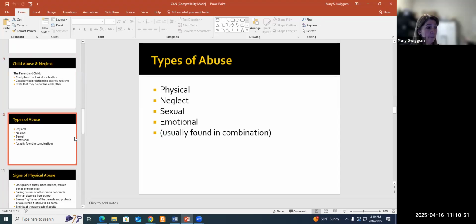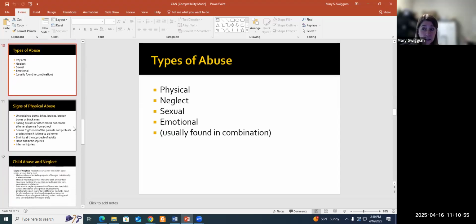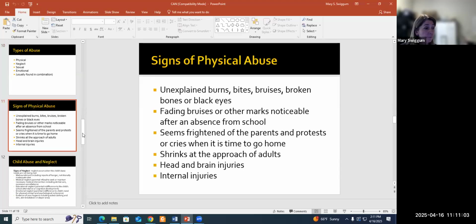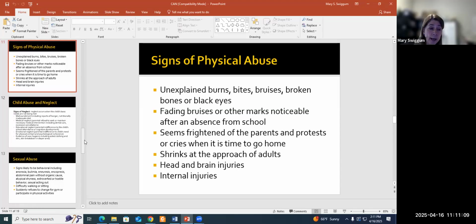So what are the different types of abuse? There's physical, neglect, sexual, and emotional. And often they're found in combination with each other. So here are some signs of physical abuse. We may see unexplained burns, bites, bruises, broken bones, or black eyes.